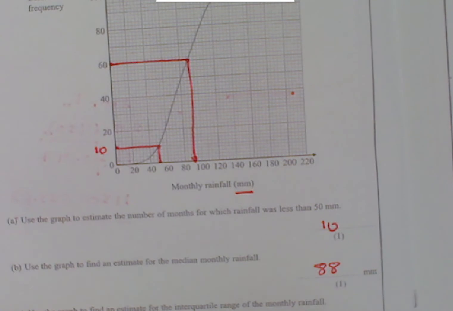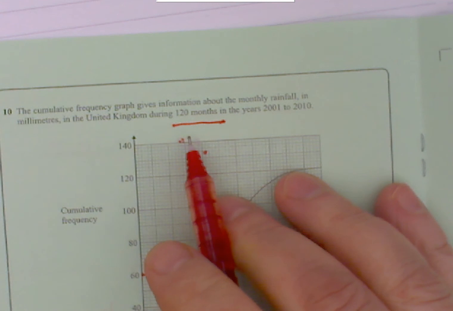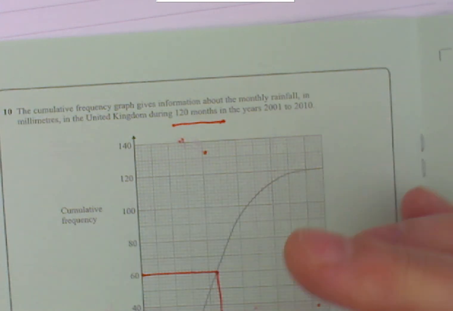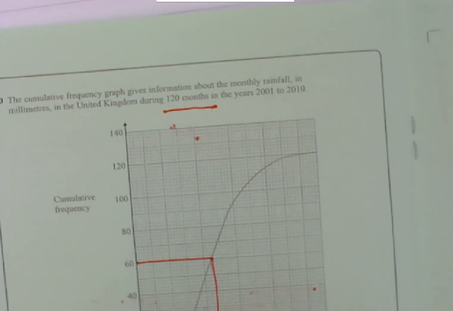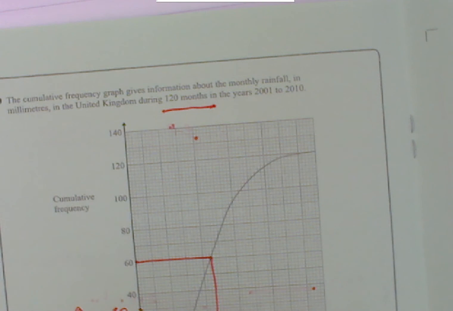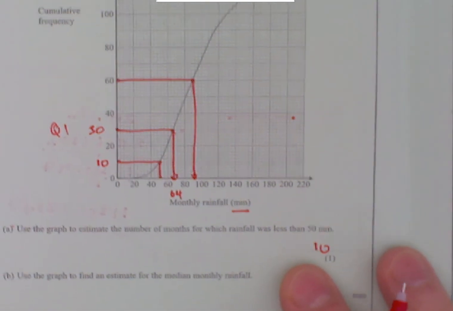Now the interquartile range is the range of the middle half. So if there are 120 months, I would expect there to be 30 in the upper quartile, 30 in the bottom quartile, and 60 in the middle half of the interquartile range. So let's go to 30. So 30 takes me to this point here. There's 30, Q1. And that reads off as about 64, I think. Okay, I'm doing this quickly, so you have to bear with me.